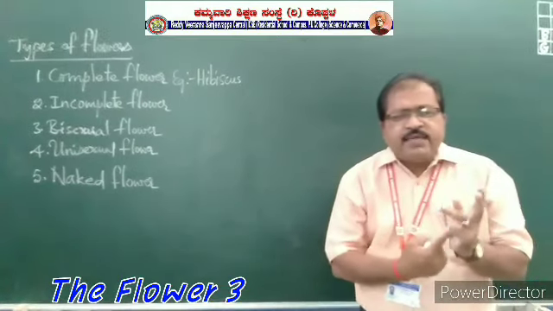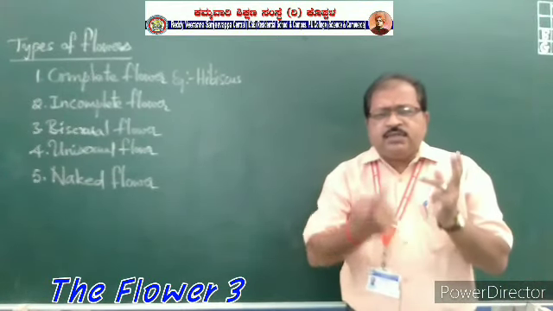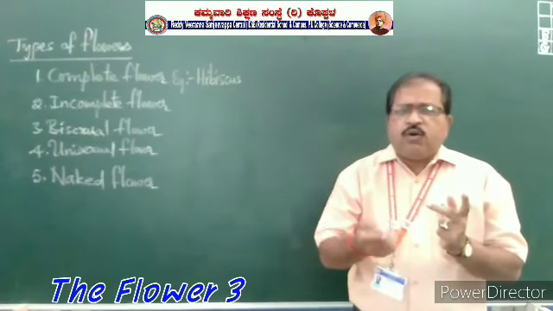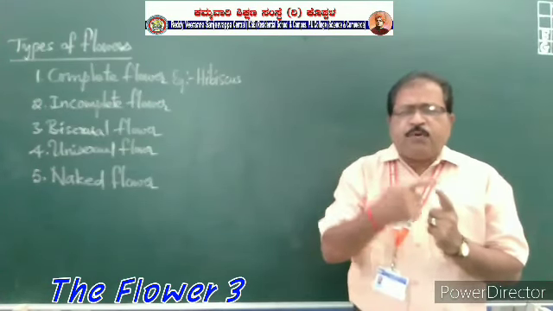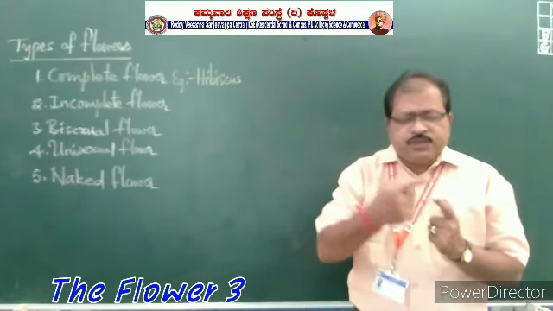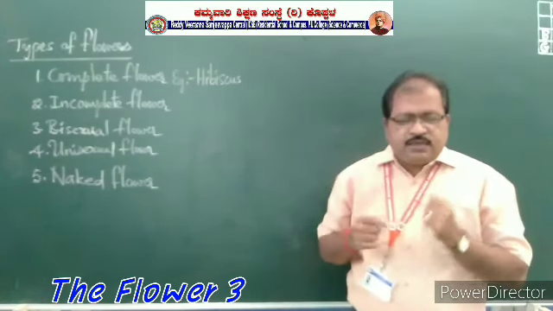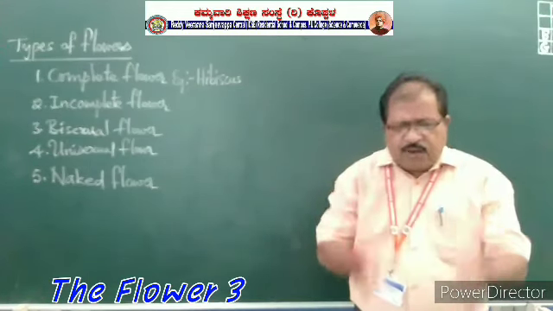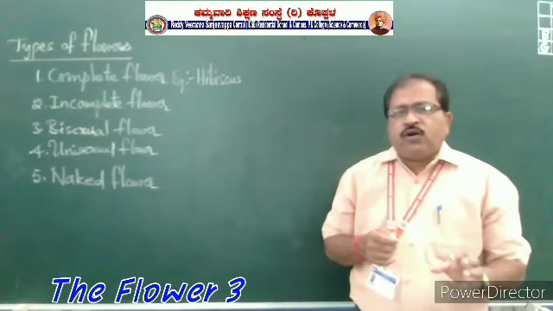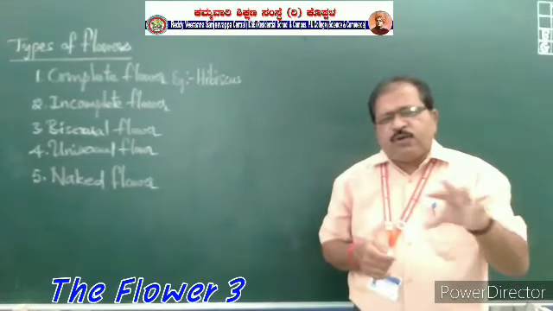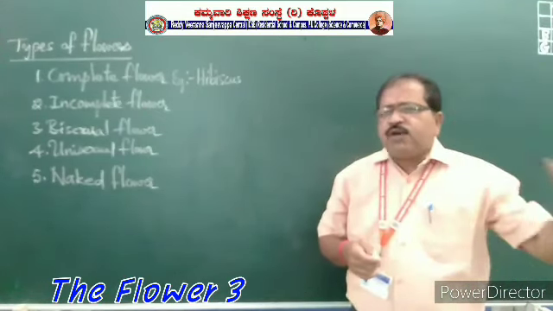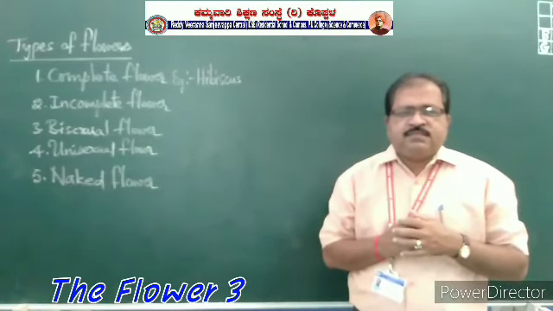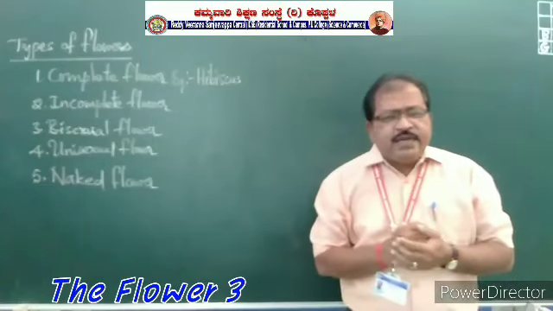So here the outer row is called the calyx, next to the calyx is the corolla, next to the corolla is the androecium, and the middle portion, the innermost row, is the gynoecium. Here all four floral parts are presented in the flower itself. Such a flower is called a complete flower, hibiscus. Okay. Next one is incomplete flower.